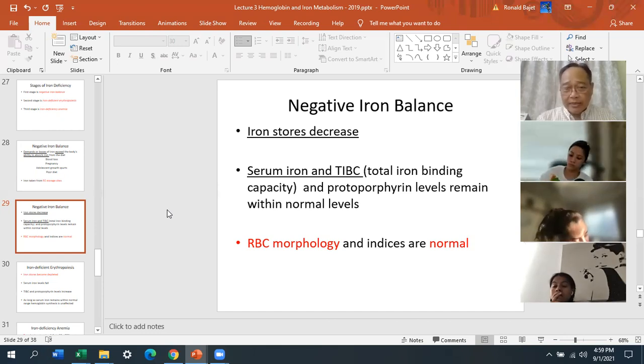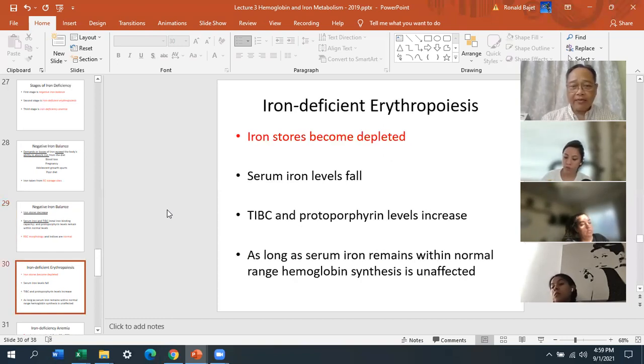Also, on the CBC end of it, the chemistry, your iron and iron binding is normal. In hematology, you draw a CBC, you're going to get normal RBC morphology, and your indices are normal. So you won't even be able to detect a negative iron balance from lab work that's being collected. Okay, normal morphology in hematology, normal chemistries, normal iron and iron binding. Okay, it's negative iron balance.